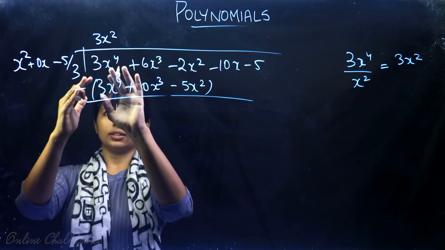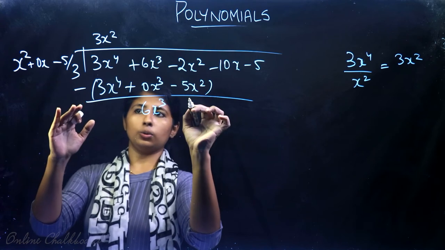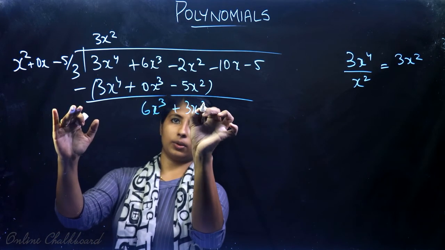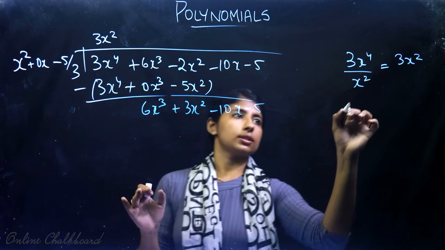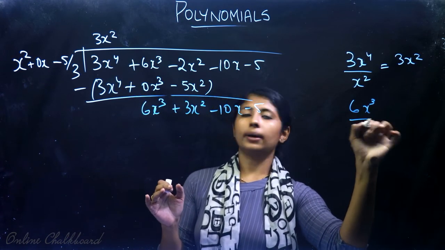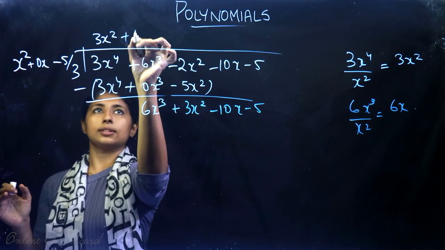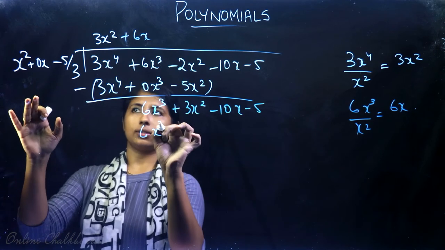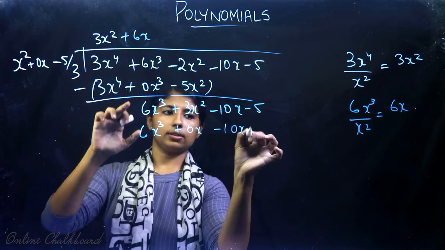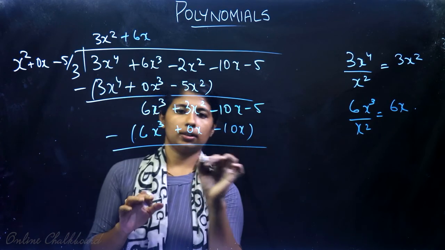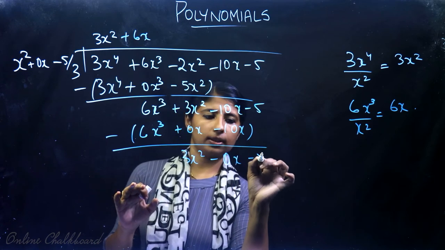square. We subtract: 3x raised to 4 minus 3x raised to 4 is 0, that is 6x cube, minus 2 plus 5 is plus 3x square, minus 10x minus 5. Now 6x cube by x square we get 6x, so 6x cube plus 0x minus 10x, subtract, 3x square minus, this is 0x minus 5.